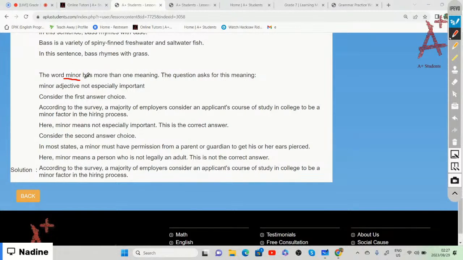The first minor is an adjective, and it means not especially important. It is just a little or small factor, not much important in that case. So we said that they consider the applicant's course of study a minor factor, meaning it is not that important. And then we have another word, minor.